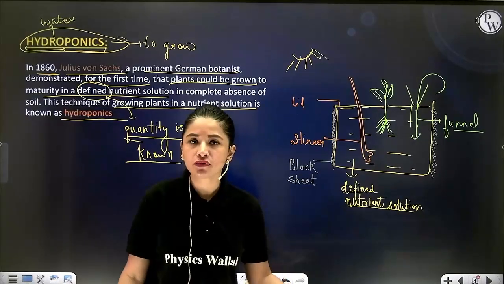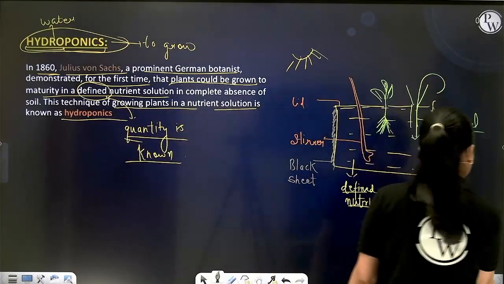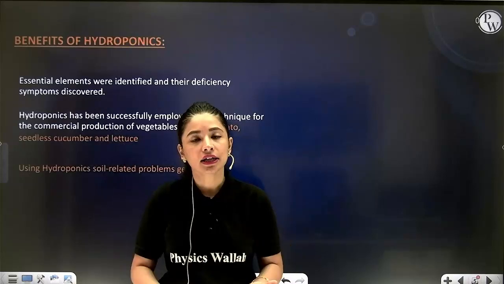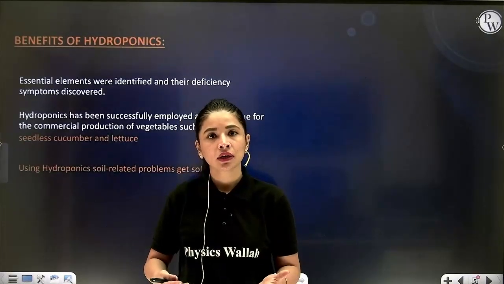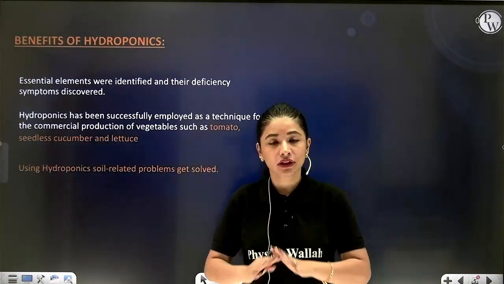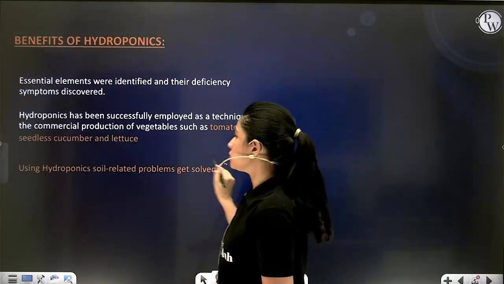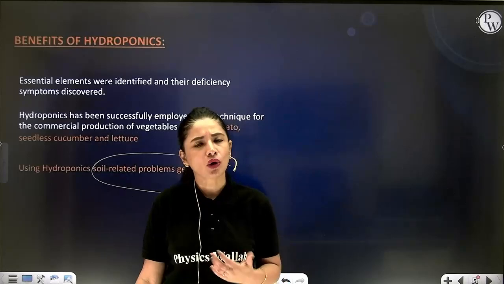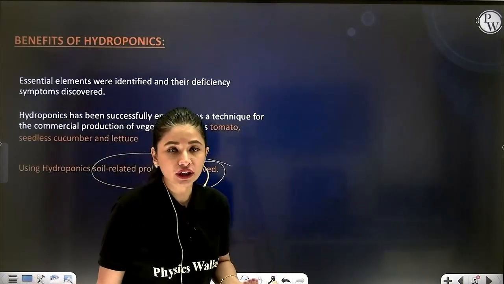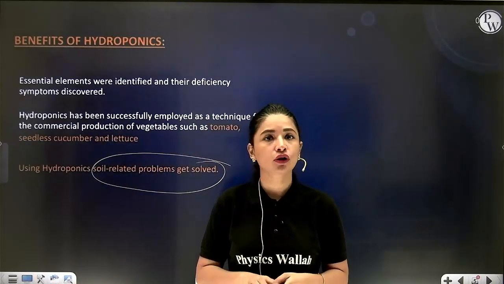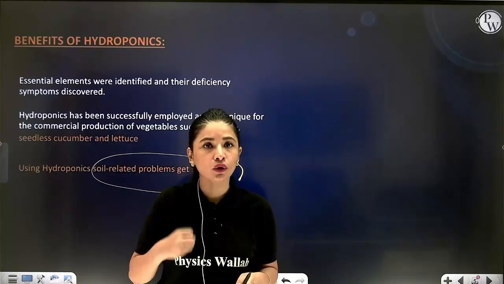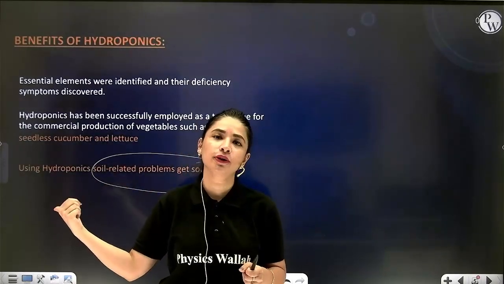Now, what are the benefits of hydroponics? Number one benefit is that you are culturing the plant, you are growing your vegetation by replacing soil. Now, when there is no soil, that means with the help of hydroponics, you have solved all soil related problems. Now, what are soil related problems? For example, in some places, soil may be thin, infertile, acidic, and in such soil, crops cannot grow.